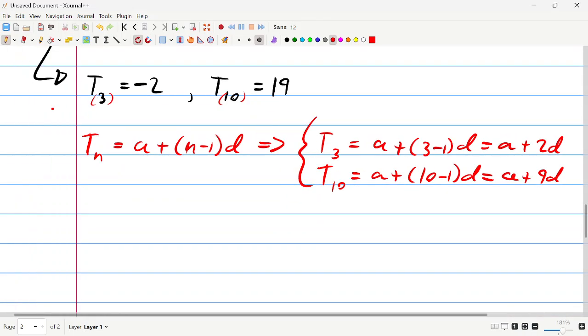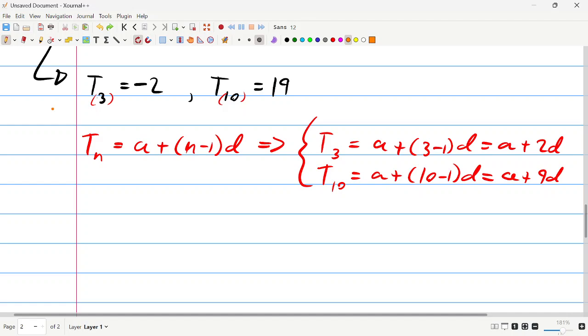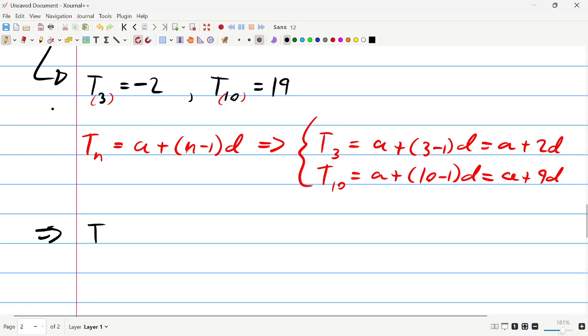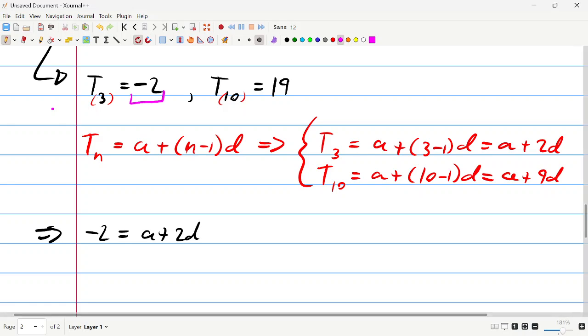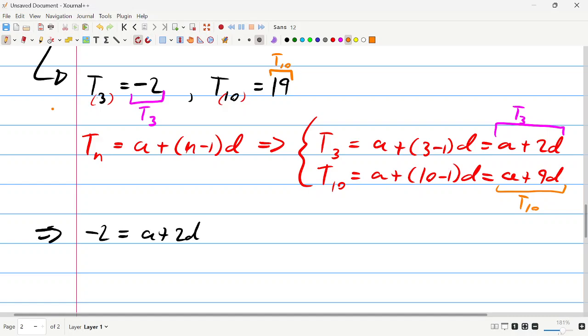So what do you notice? We know that T3 is equal to negative 2, and T3 is also equal to A plus 2D. So that is where we start. Negative 2 equals A plus 2D. I'm going to color code over here that we both know these two are the same. So this is term 3, this is also term 3. For the orange, we know this is term 10, and this is also term 10. Okay, so we let them equal to each other.